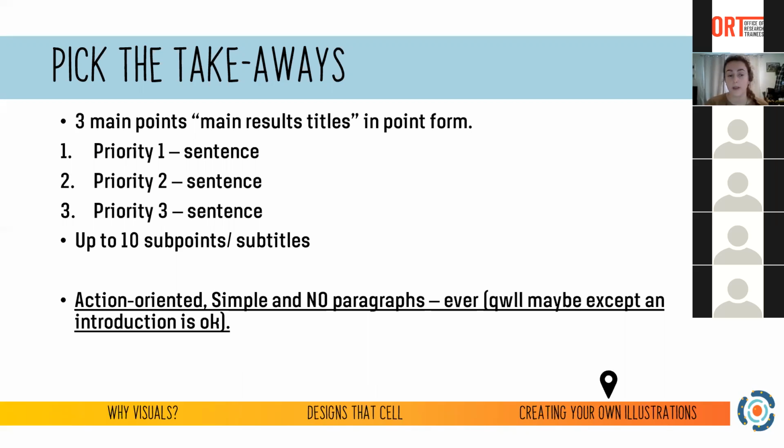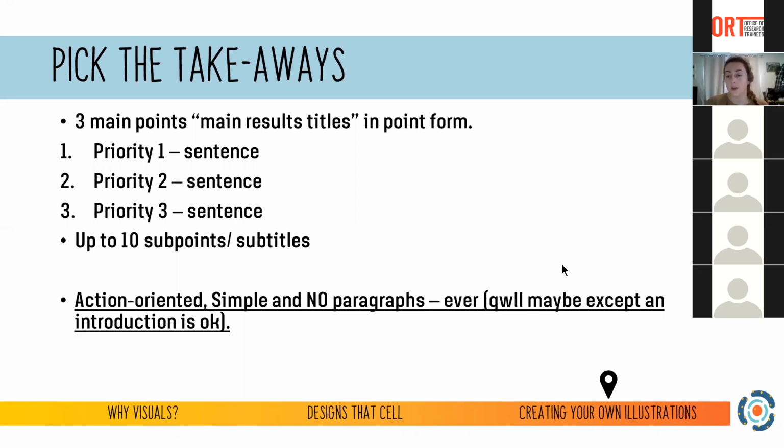What are the 3 points that you're going to prioritize to communicate and people are going to prioritize to take away? And these things should be action oriented, simple. You should never have paragraphs ever, really. And then I also have this little kind of exception. If you'd like to put a paragraph in for the introduction, that's really okay. But past that, you want people to be able to be taking your main message.